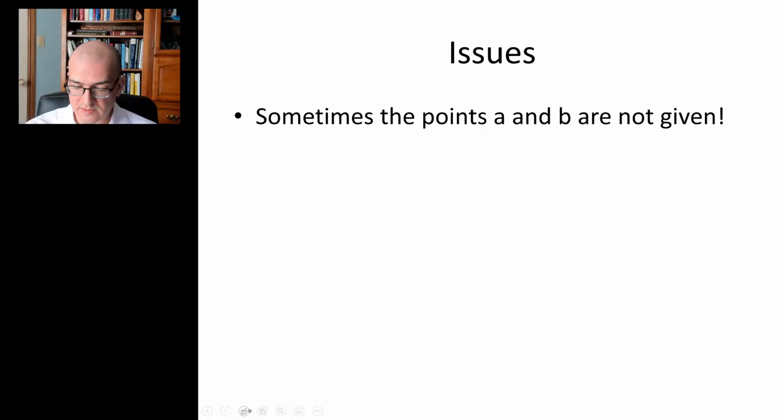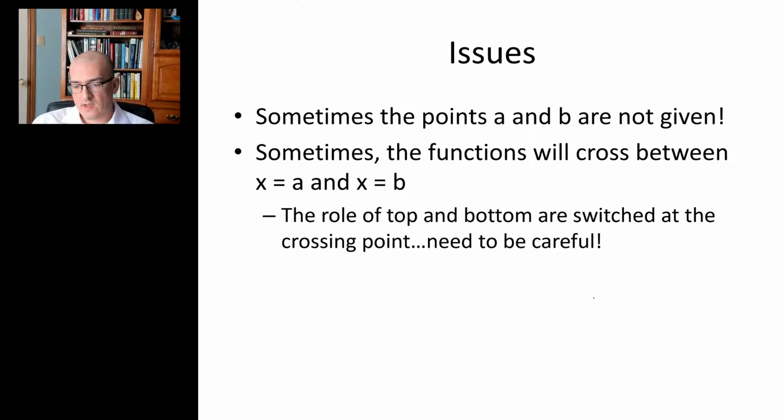I mentioned that sometimes the endpoints aren't given to you. You have to find them. Worse, one of the worst things that can happen in a question like this is when the endpoints are given, or maybe only one endpoint is given, and either way, the functions cross at some point. And you have to find that out. You have to look for that. That's always a risk if you're looking for the area between two curves.